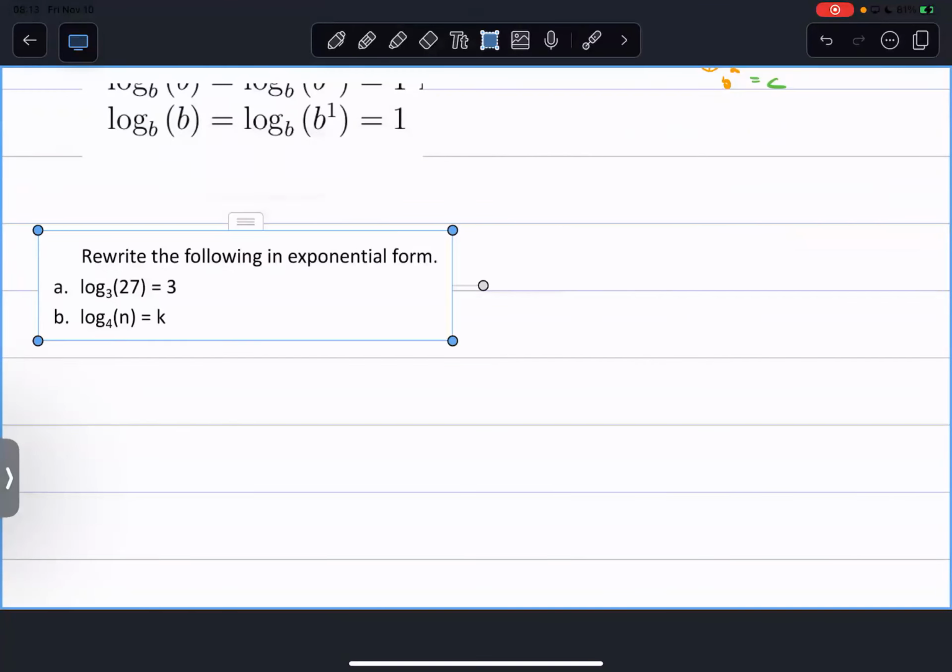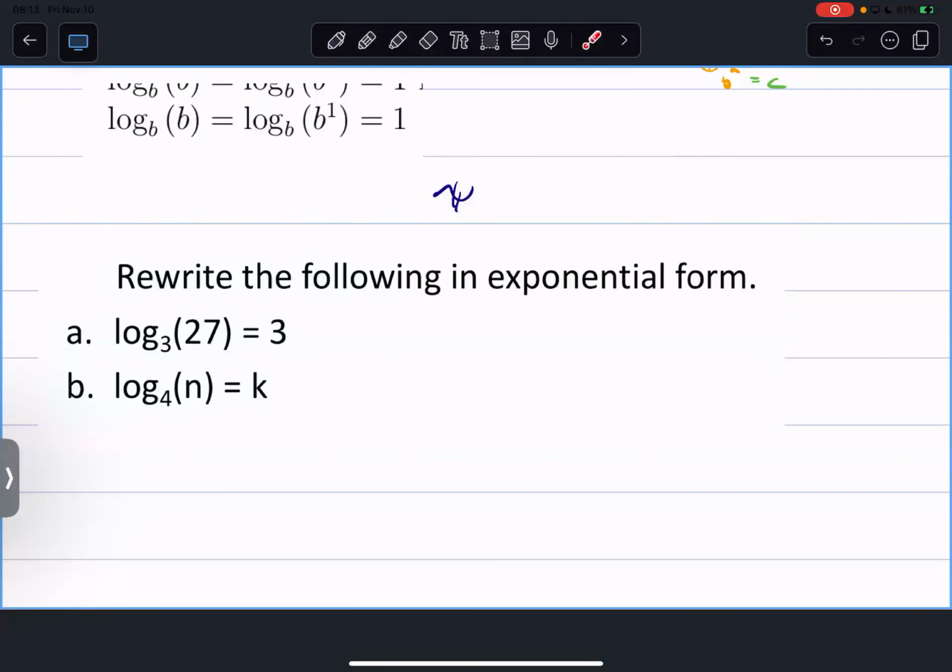Call this the end of the review. We're going to rewrite these in exponential form. And I always find it's easier to go this way than from the exponential form into the logarithmic form, because now I have 3 to the power of 3 is equal to 27. Right? Same thing, 4 to the power of k is equal to n, right?